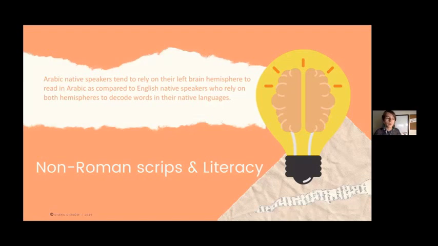But again, there are students who have had exposure to reading in their native language, so be mindful of that, that we really need to develop and design activities that enhance both hemispheres. And TPR really helps with that.